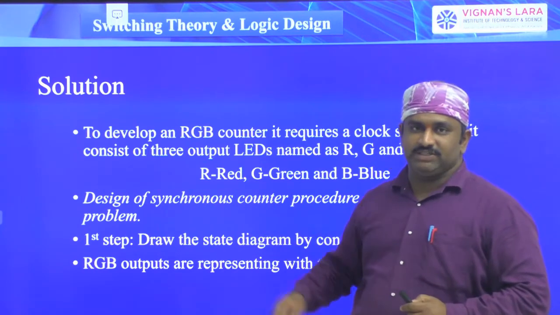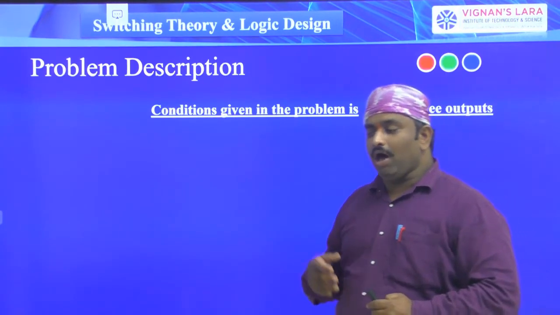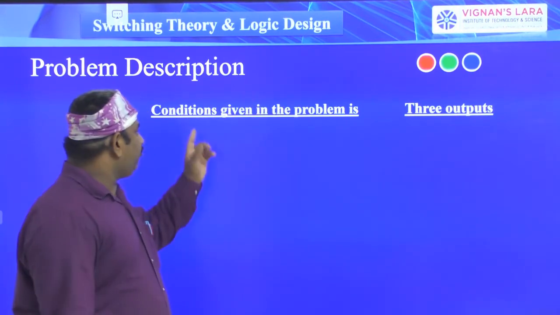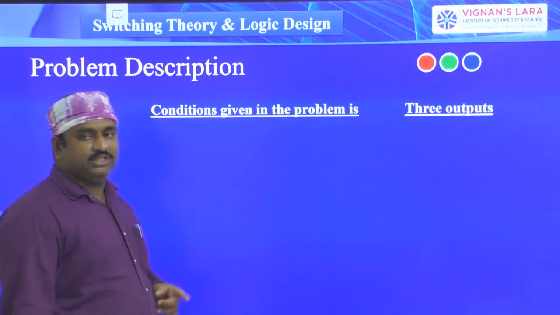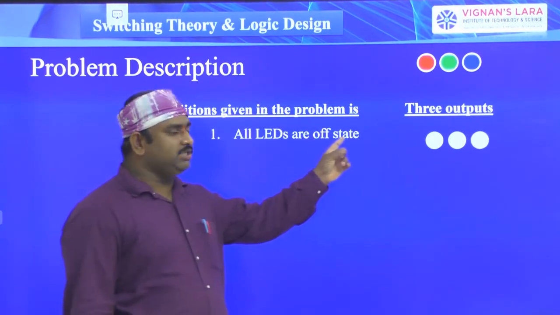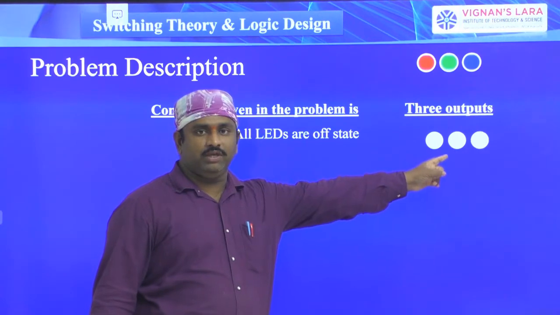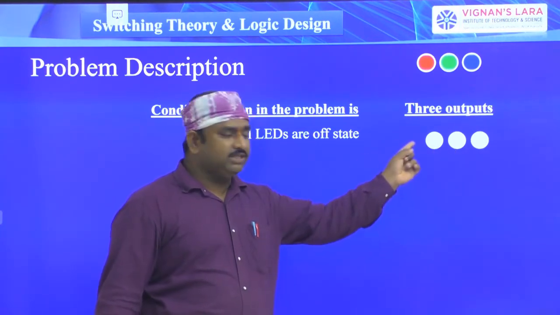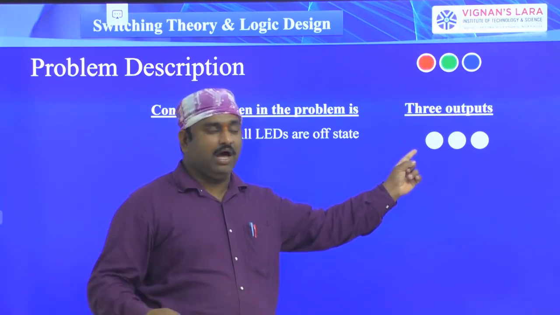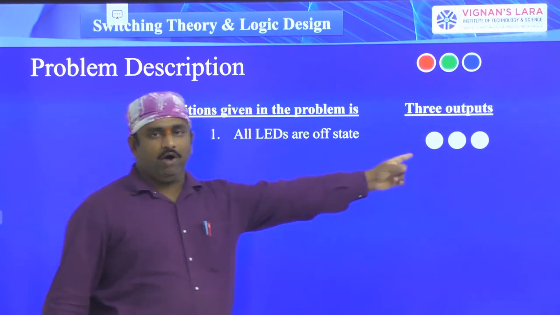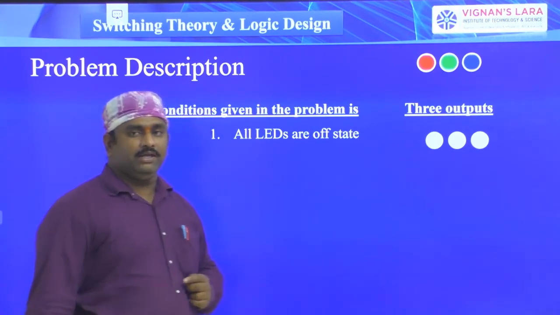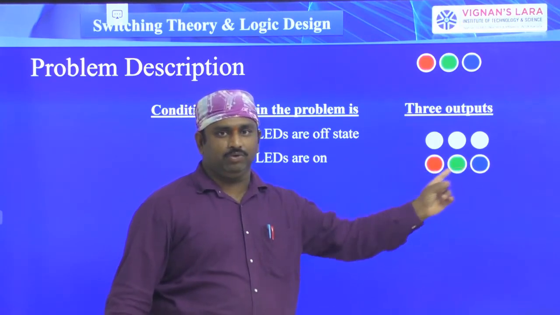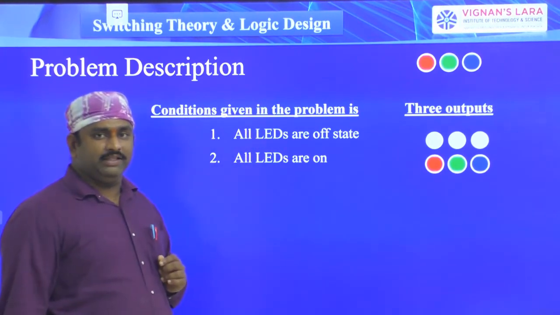Before going to the first step, first understand what the RGB counter is. See here the exact problem I am writing. The given conditions in the problem: first, all the LEDs are in the off state. I am representing the states here using some LED circuits. These are the RGB LEDs. So the first state is the off state, which I have represented here. Next, 3 LEDs go to the on state, red, green, blue. 3 LEDs are switched on in this condition.